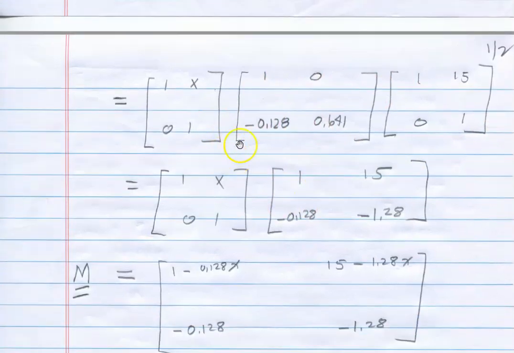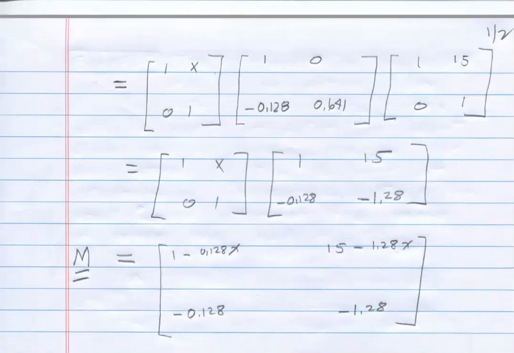And then the final one, so I'm now down to this. I multiplied these two, got this one. And now I multiply this one times this one. And then I get 1 minus 0.128x. I get 15 minus 1.28x. And then 0 times that is 0, and 0 times this, I just reproduce this second row. So there's the transfer matrix that takes me from the input to the output plane.